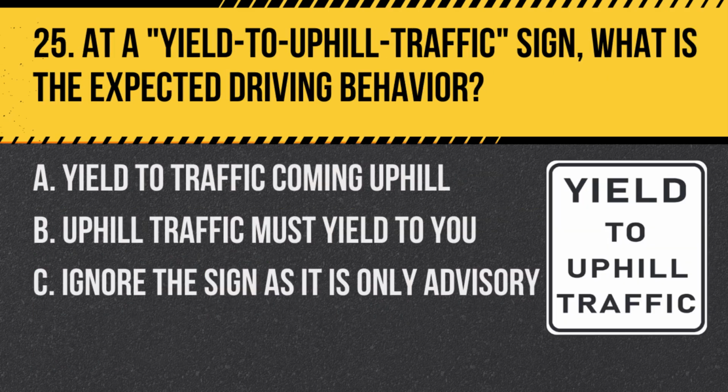Question 25. At a yield to uphill traffic sign, what is the expected driving behavior? A. Yield to traffic coming uphill. B. Uphill traffic must yield to you. C. Ignore the sign as it is only advisory. Answer: A. Yield to traffic coming uphill. When driving downhill, this sign instructs you to yield to vehicles coming uphill.